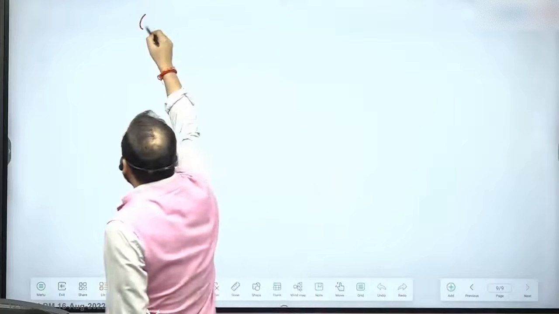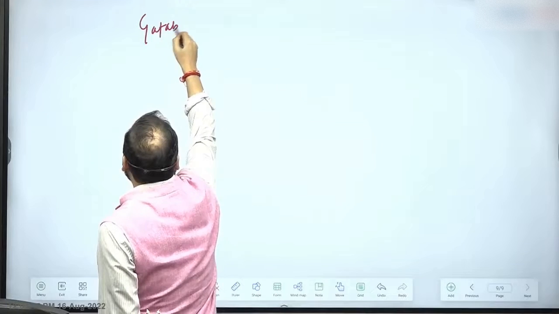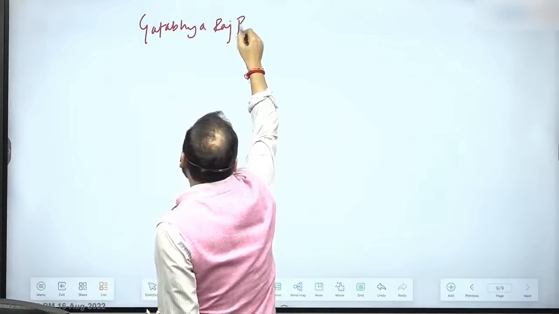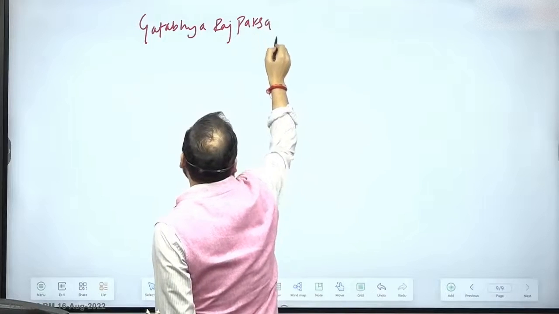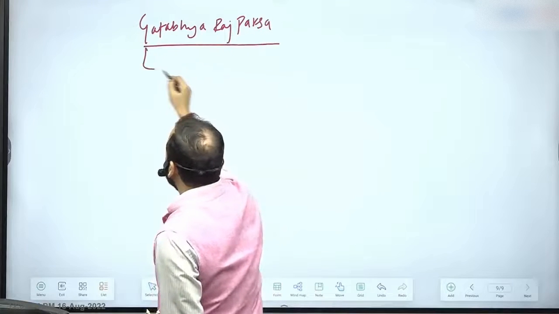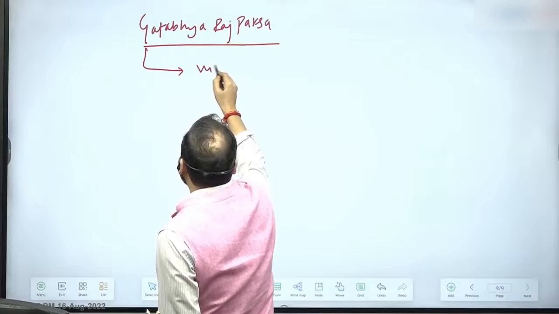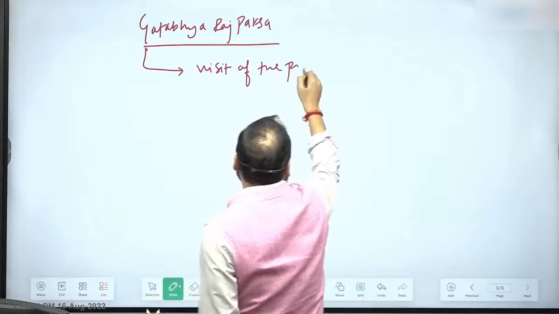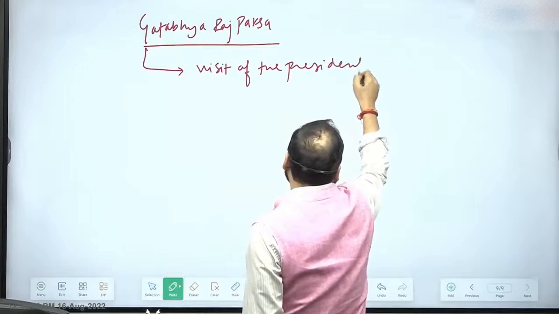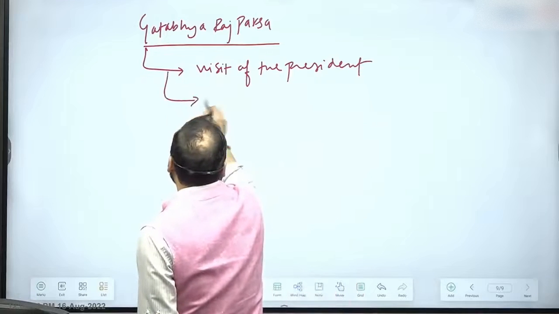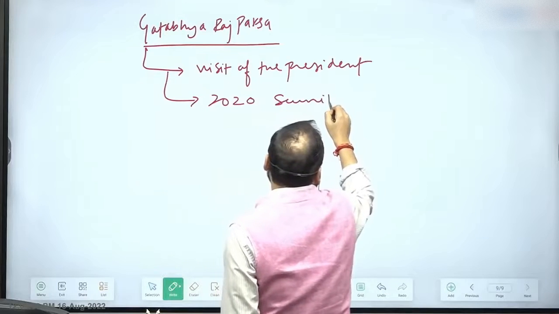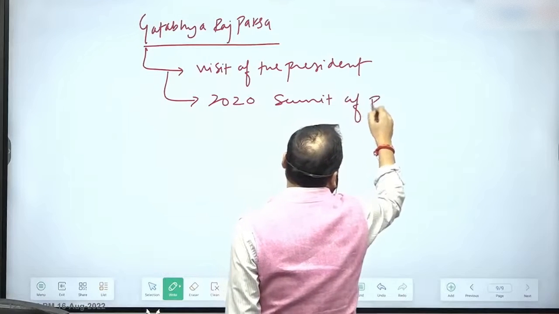Right? So under the Gotabaya Rajapaksa presidency, what we see is that there is a visit of the president to India, and then a 2020 summit of prime ministers.